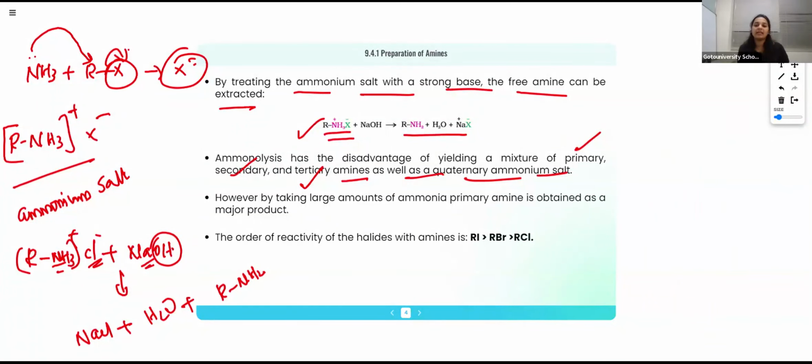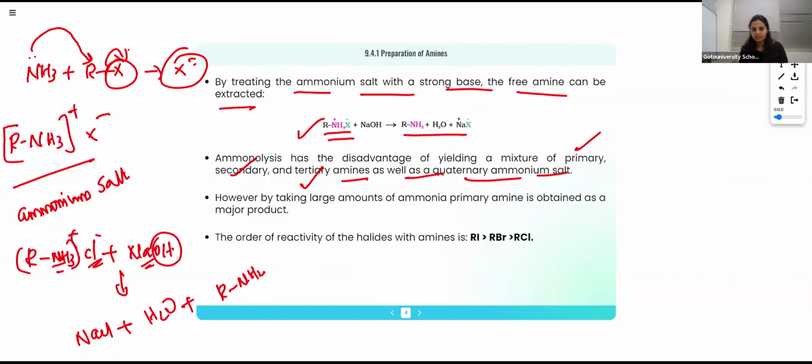Then what is the product then? Primary, secondary, tertiary, quaternary. That means you are getting a mixture of products. You want only primary, but you got a mixture of products. Then what is the problem? You have to separate it. You have to check the boiling point, melting point, or some other methods to separate these amines you are getting as a product.